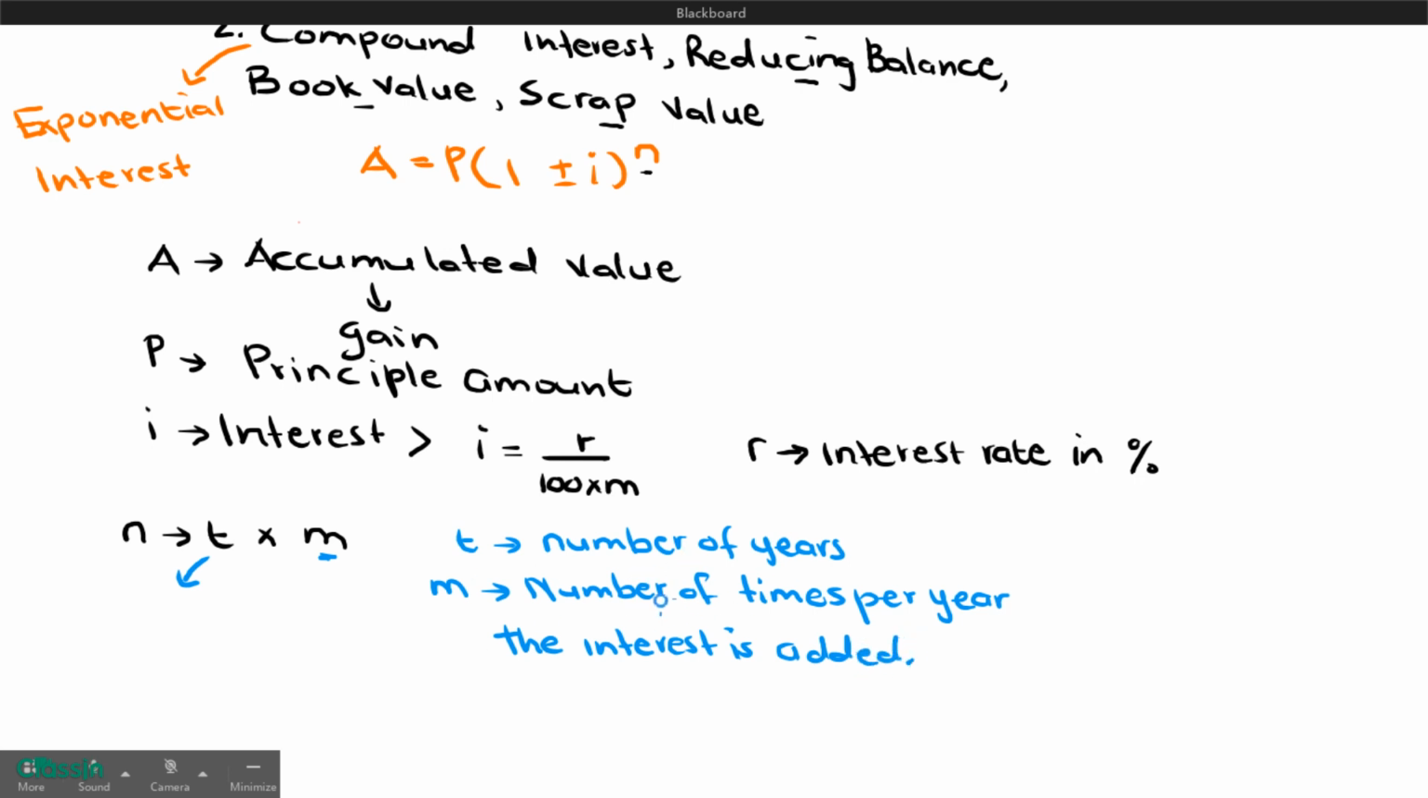Let me go on to explain this part. When we say the number of years, if you're saying that you invest 200 for a period of 4 years, it means that T is 4 years. But now we need to know how many times in a year you are going to gain your interest. That is where the M comes in. So this one tells you how many times in a year your interest is going to be added.